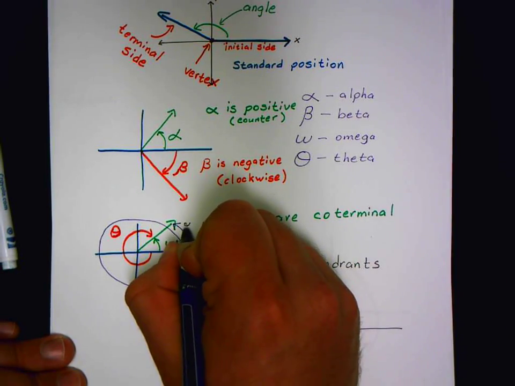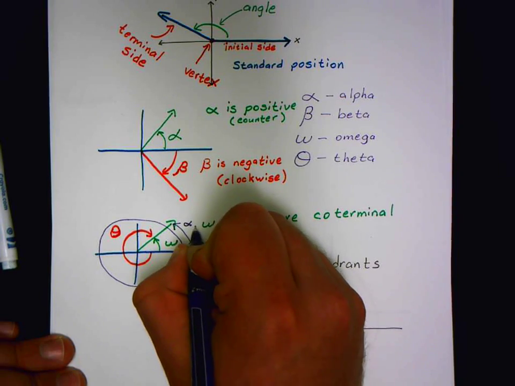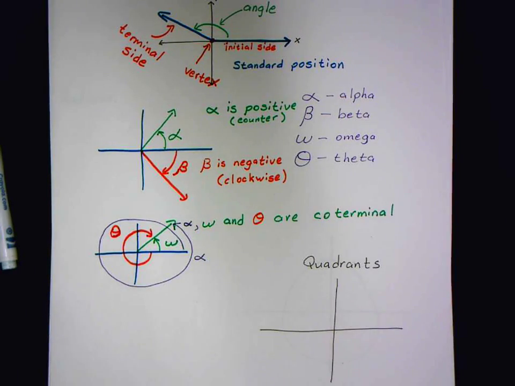What does the term coterminal mean? It means they end at the same terminal side. So alpha is actually a coterminal also. I can go around as many times as I want to. So there's infinitely many, and I can go around in either direction. So that's why there's infinitely many coterminals.